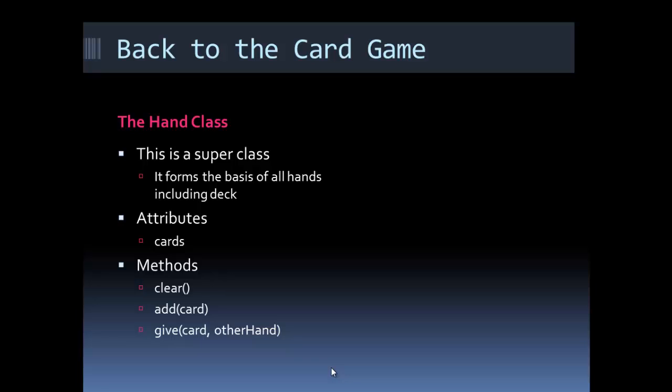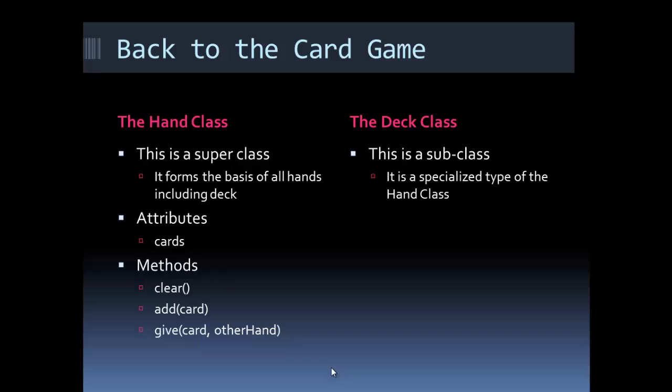In this particular video, this is all I'm going to focus on. But so you get a feel for what we're going to do, the next class that we're going to create is going to be the deck class. This will be a subclass. It's going to be built from the hand, so it's going to be a specialized type of the hand class. The deck will be a hand, but not all hands will be a deck, if that makes sense. The attributes for that will be cards, but it's going to be inherited from the hand anyway, so we don't have to actually set that. It'll be available for it.